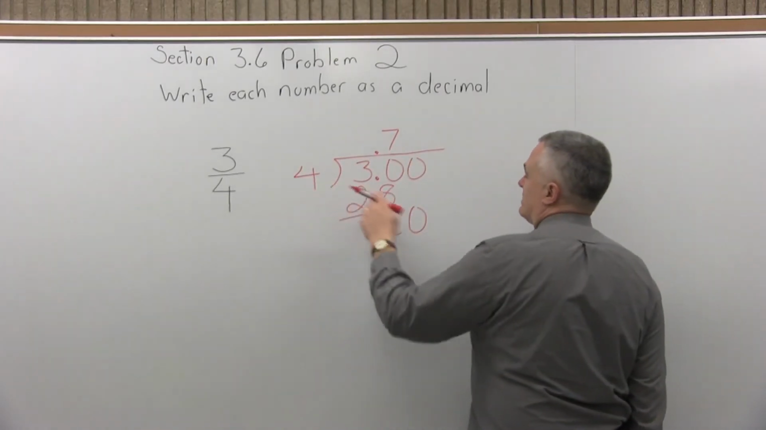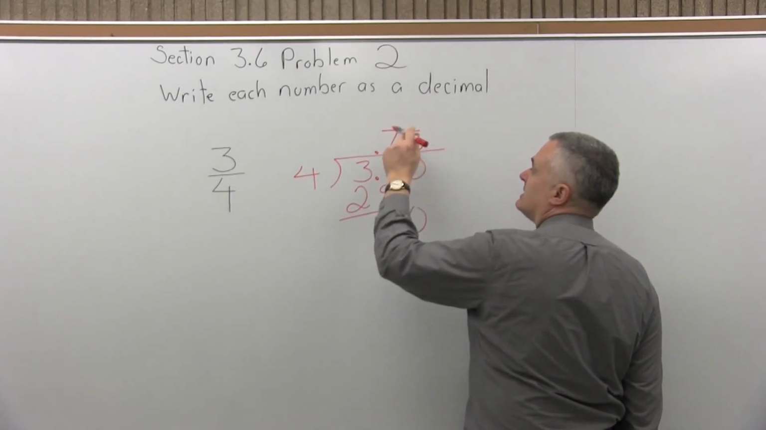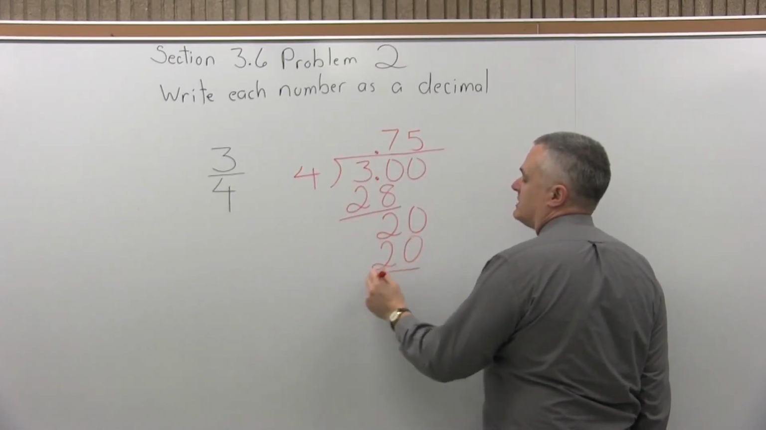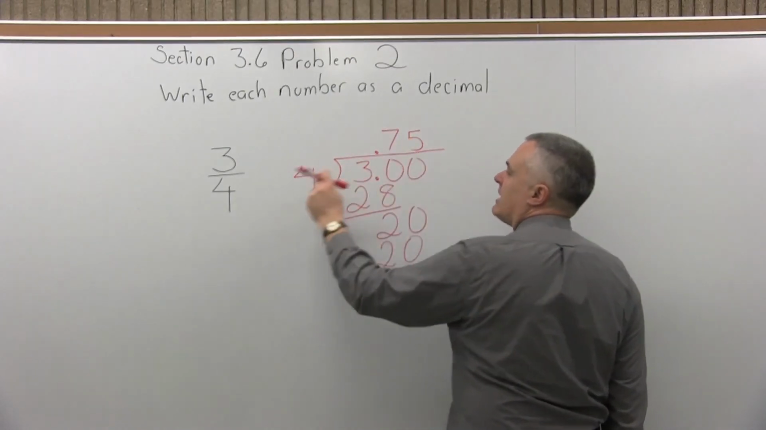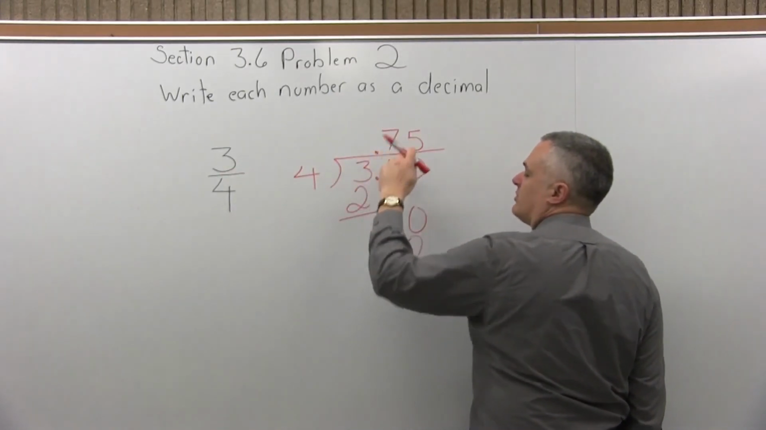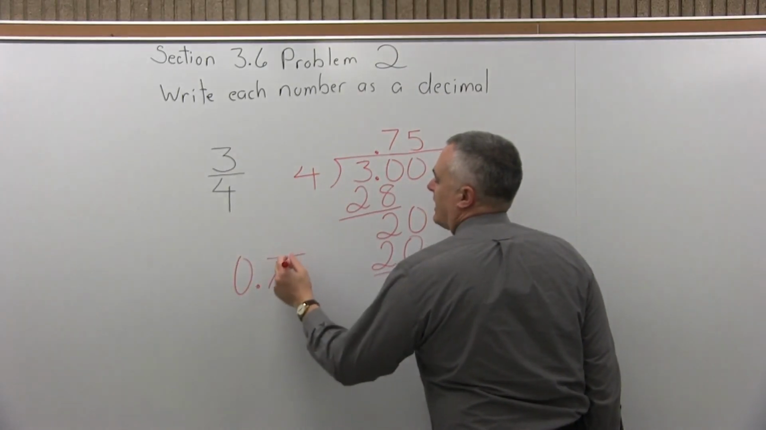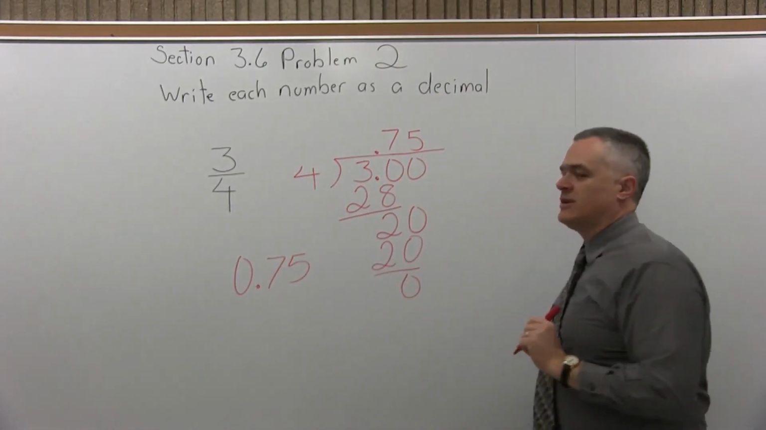Now 4 divides into 20. It goes in 5 times. And now it'll go in evenly. 5 times 4 is 20. You have a remainder of 0. And there's your 0.75. 3/4 is equivalent to 0.75. And if you like, you can write it as .75. It doesn't matter if you have the 0 in front of the decimal or not.